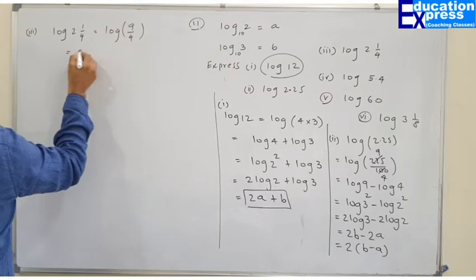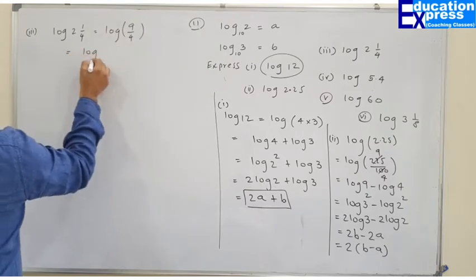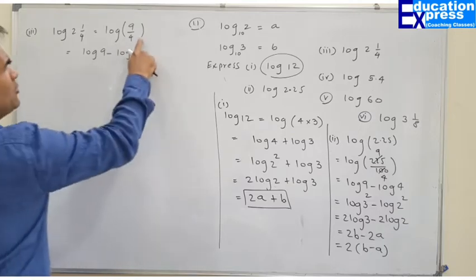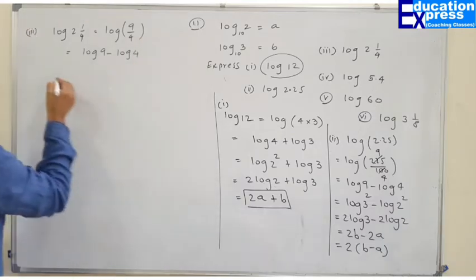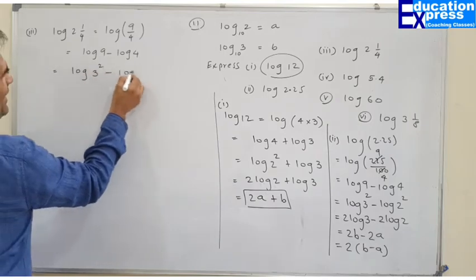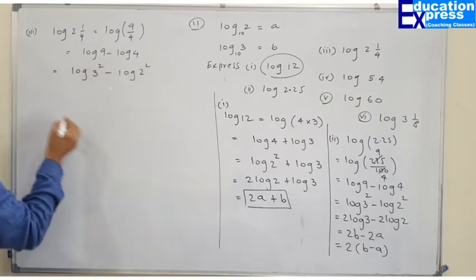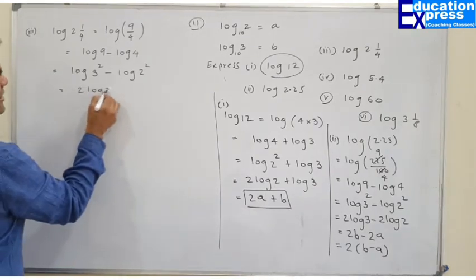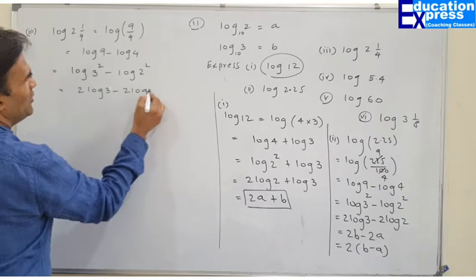And we all know log A upon B will be log A minus log B. Dear friends, please don't forget to write the property. So this can be written as log 3 square minus log 2 square. Again, very simple, same thing. 2 log 3 minus 2 log 2.